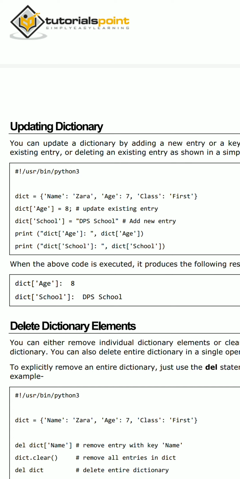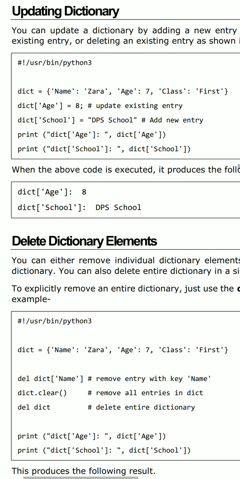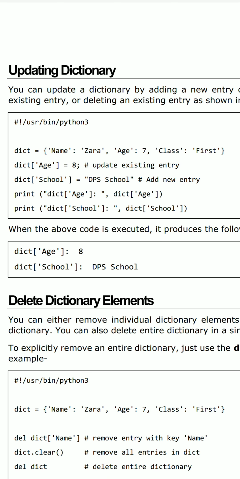Next is updating a dictionary. How we update a dictionary is as follows. First, here we have a dictionary which has some keys and values separated by commas, and the whole dictionary is enclosed in braces. Here we have three different types of values, whose keys are mentioned before the colon, and the entire dictionary is enclosed in braces. This is the dictionary definition.